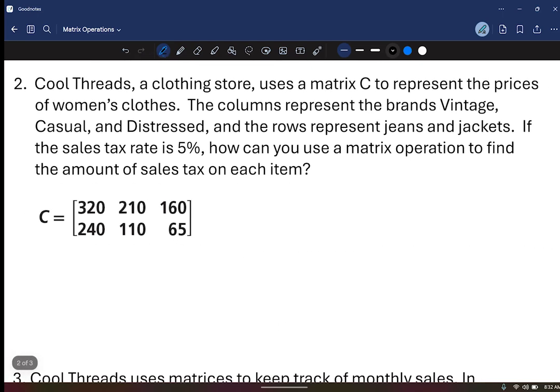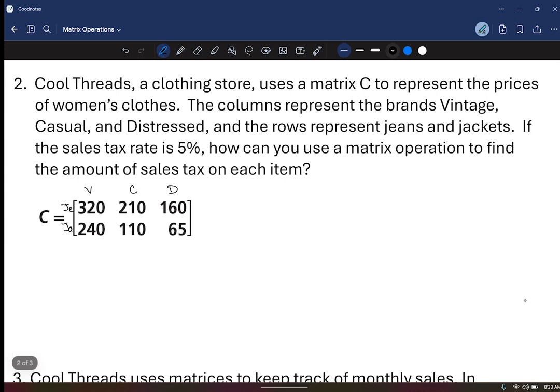All right, number 2. Cool Threads, a clothing store, uses a matrix C to represent the prices of women's clothes. The columns represent the brands: vintage, casual, and distressed. And the rows represent jeans and jackets. If the sales tax rate is 5%, how can you use a matrix operation to find the amount of sales tax on each item?